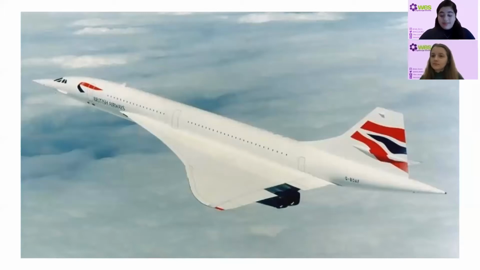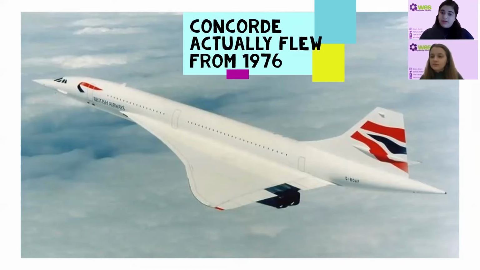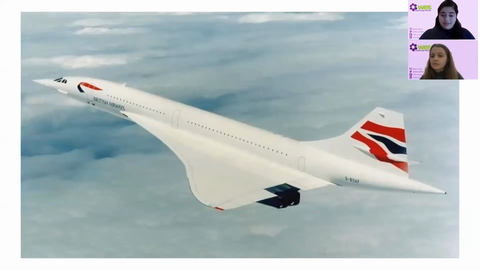The next example is Concorde. This was a plane that was designed in the 60s and flew from 1974 to 2003 commercially with British Airways and Air France. It's a very smooth, streamlined shape, meaning that it was able to fly at twice the speed of sound, so that's Mach 2. It almost had a bullet-like shape, which enabled it to go this fast, and its engines produced high amounts of thrust, which allowed it to go as fast as it could.